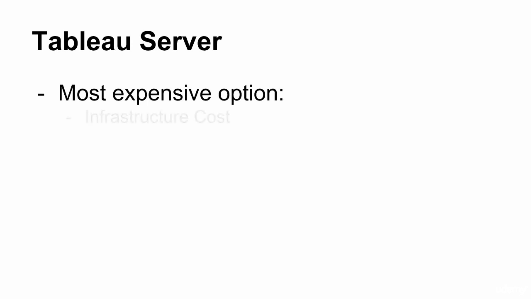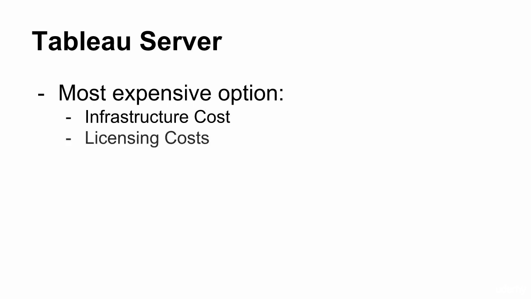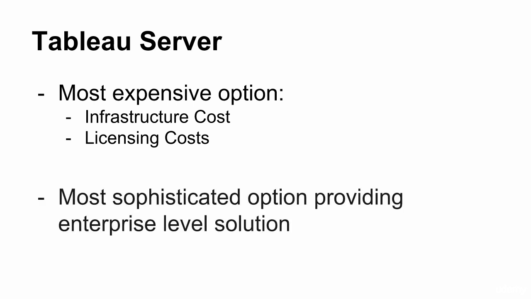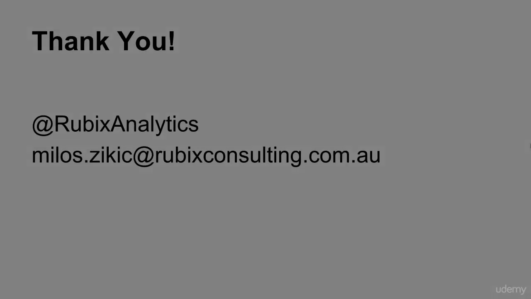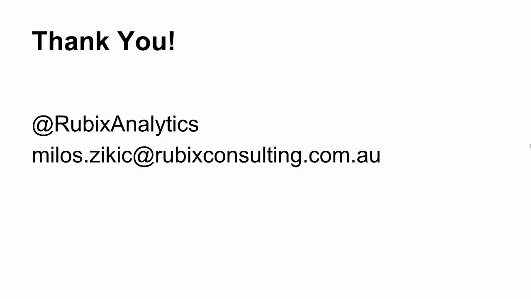So for instance, for medium-sized deployments, Tableau recommends at this stage an 8-core, 2 GHz CPU and 32 gigs of RAM. So it's a considerable investment you have to make into the infrastructure and licensing costs and so forth. However, on the other hand, it provides you with the most flexibility and the most enterprise-level solution that's available for Tableau. And this concludes our lesson on publishing options as well as the overall course.